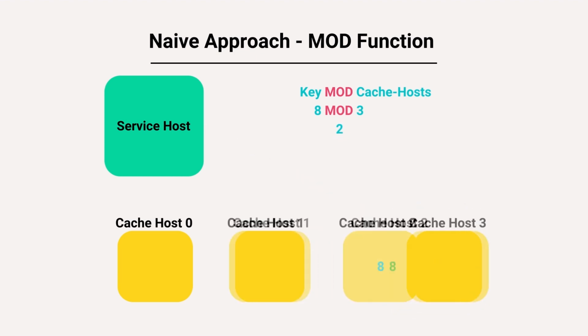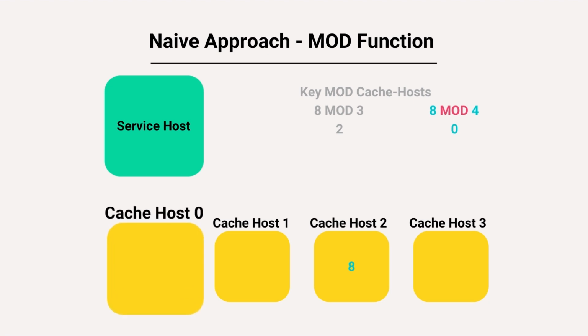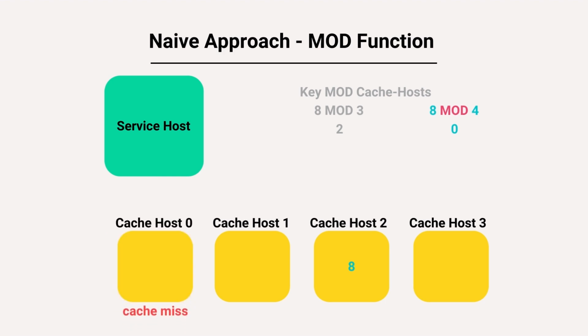But what happens when we add a new cache host, or some host dies due to hardware failures? The mod function will start to produce completely different results. Service hosts will start choosing completely different cache hosts than they did previously, resulting in a high percentage of cache misses. Hence, this approach is rarely acceptable in production systems and is usually used for testing purposes only.